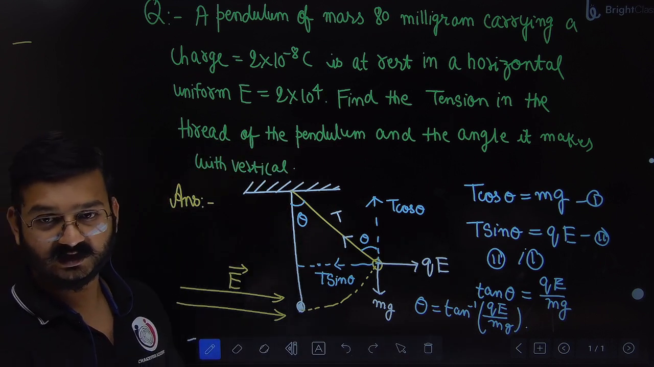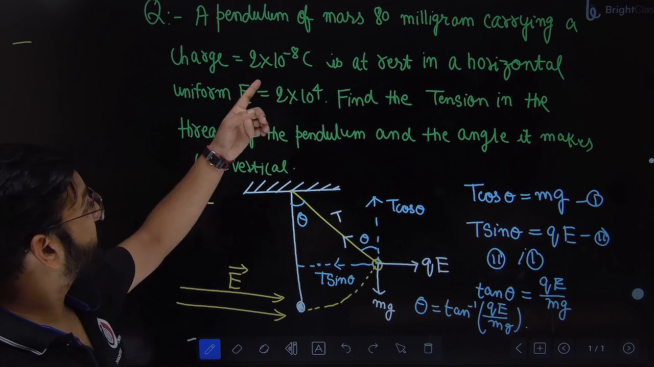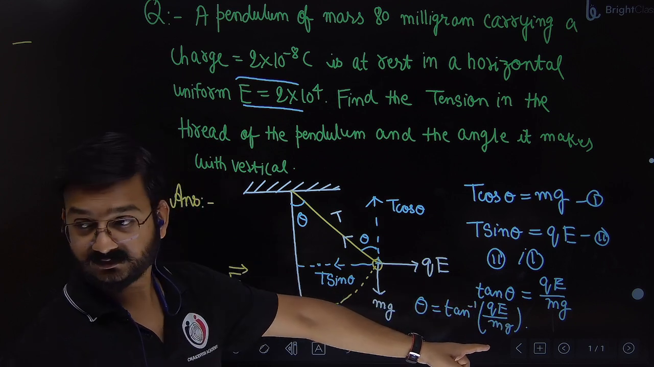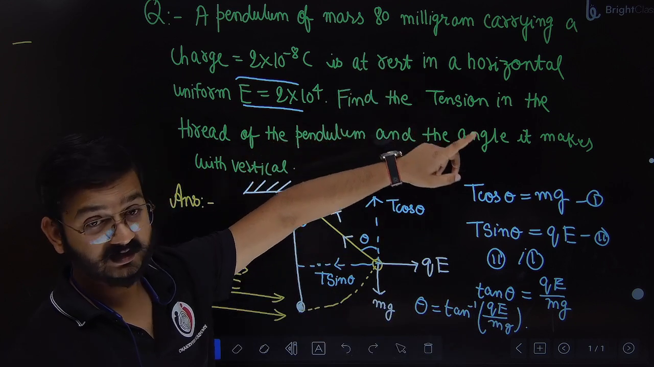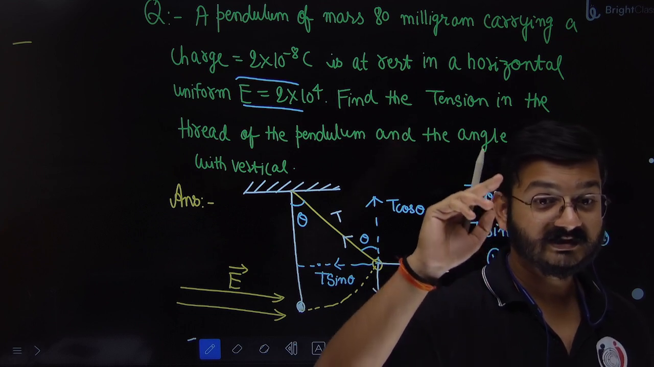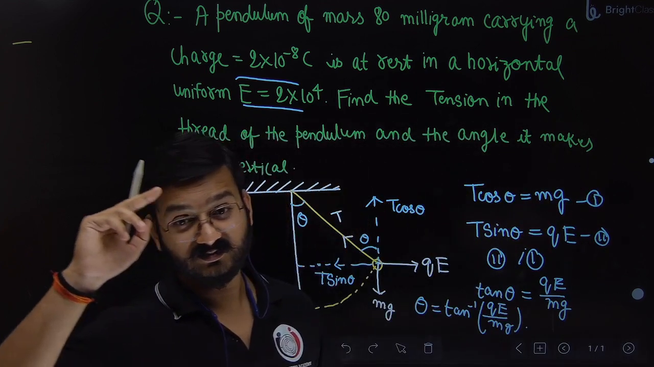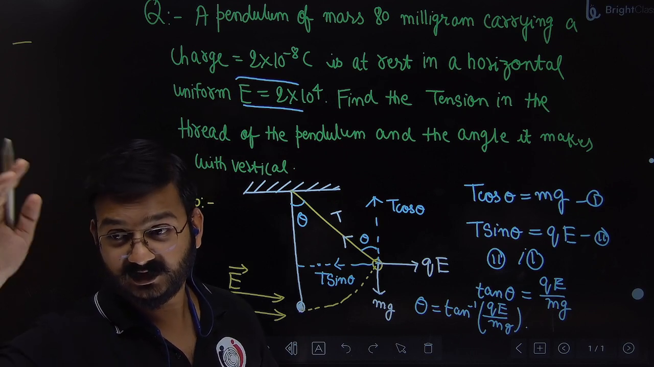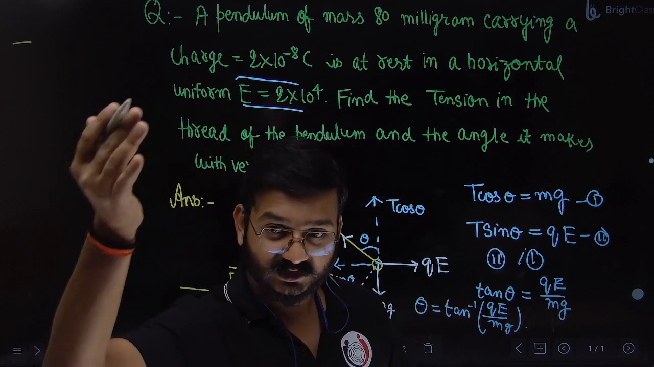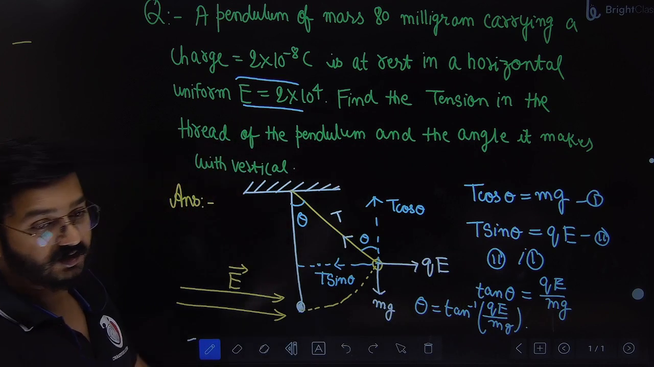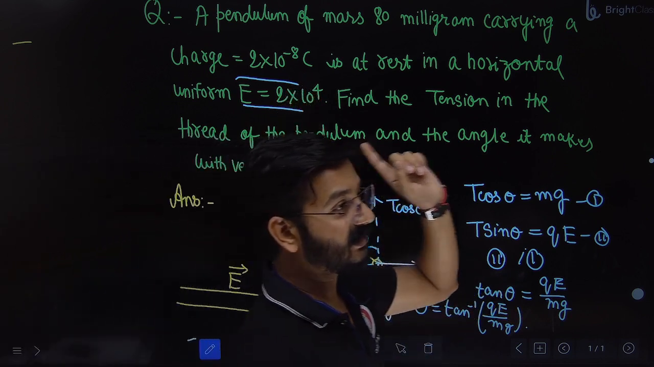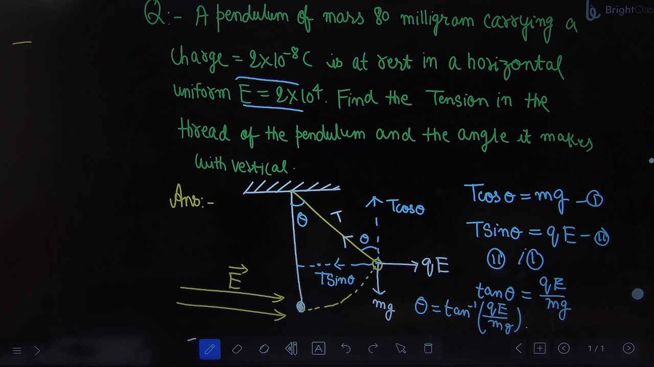All clear? Calculation I am leaving on you. What calculation? Charge is given, you will substitute. Electric field is given, you will substitute. G, you know it is what? Mass is 80 milligrams. 80 milligrams will be how many kgs? 80 into 10 to the power minus 6. It is not grams, it is milligrams. So milligram to kg will be how much? 80 into 10 to the power minus 6. First milligram to gram, 10 to the power minus 3. Then gram to kg, 10 to the power minus 6. So I'm not doing the calculation. You guys can manage, right? Multiplication, division. I'm leaving that part for you. But make sure that mass is in milligrams. So 80 into 10 to the power minus 6 kg.